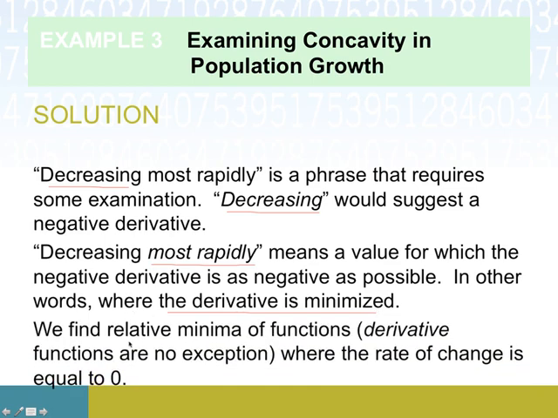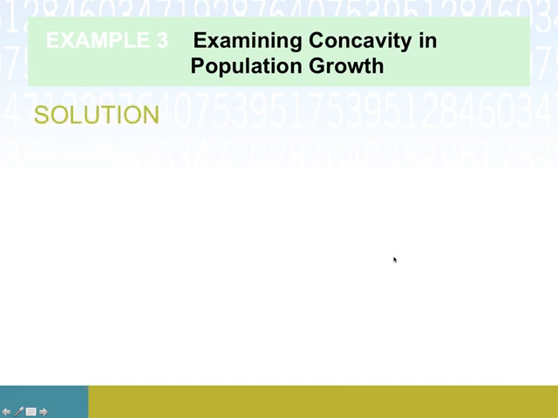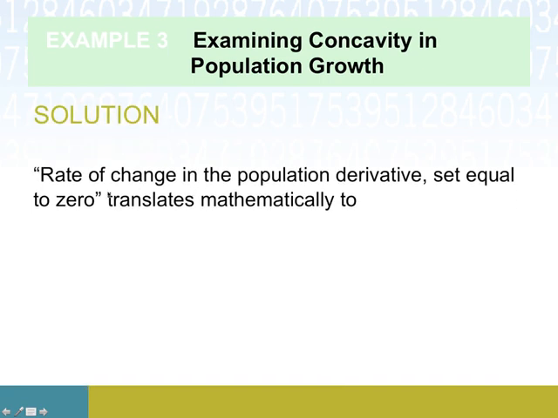Now, the derivative function is still a function. It follows the same rules for finding relative minima as anything else. If we want to find a relative minimum of some function, even if it's a derivative, we look for where the rate of change in this thing is equal to 0. It seems kind of odd, but if we want the rate of change in a derivative, this is basically the second derivative. What we want is the rate of change in p prime to be equal to 0.